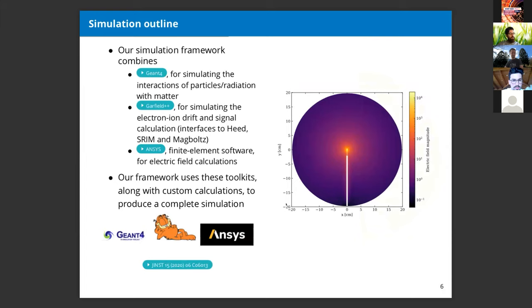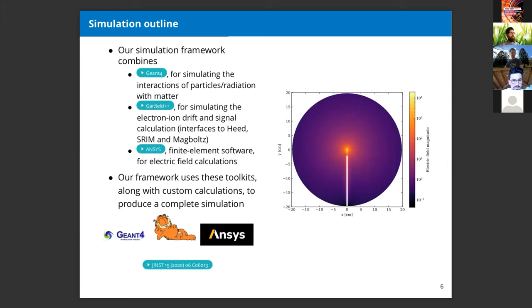So now onto our simulation framework. What we've done is combine other pieces of software into a complete simulation of SPCs. There are three main components that are used. We use Geant4 for simulating interactions of particles and radiation with matter. We use Garfield++, which is a package developed primarily for micropattern gas detectors, but we use this for simulating the electron-ion drift and for calculating our signal.